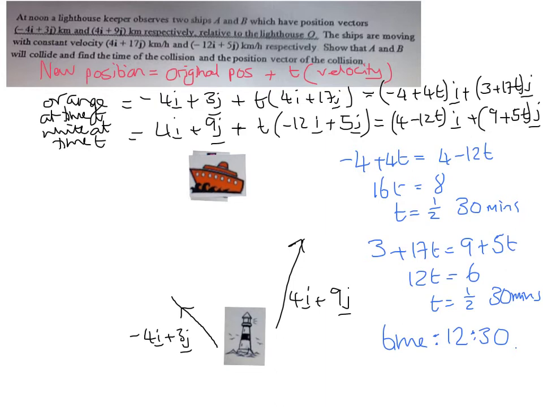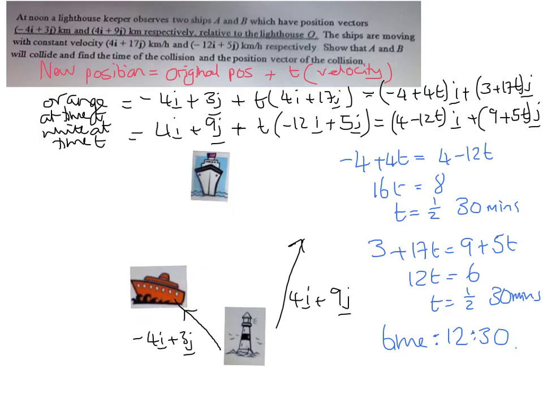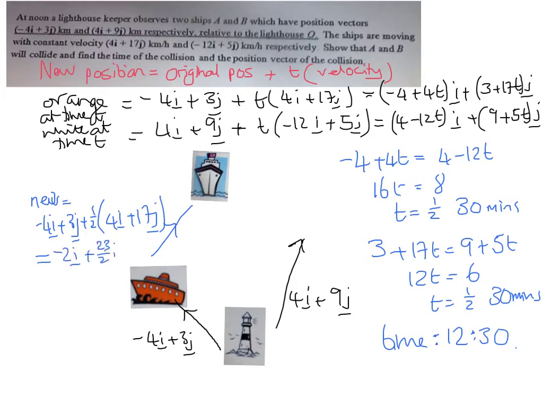The orange ship has gone minus 4i plus 3j. That was its start position. And then it's done half of its velocity vector. Its velocity vector, don't forget, going in that direction, that's what it did in 1 hour, was 4i plus 17j. But it's only done half of that. So the new position is equal to the original position, minus 4i plus 3j, plus the amount of time that's passed, which is a half, of the velocity vector. And that gives us a position vector of minus 2i plus, I think, 23 over 2j.